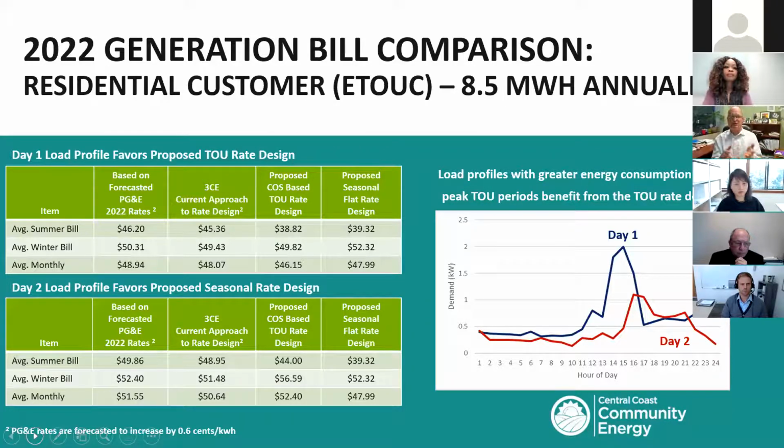So again, you have the same PG&E rate estimate, the 3C under the current rate design, their current approach to rate design. But then you can see that the average monthly bill for a day two load profile under the time of use rate design is about $52. And under the seasonal flat rate design is again about $48.